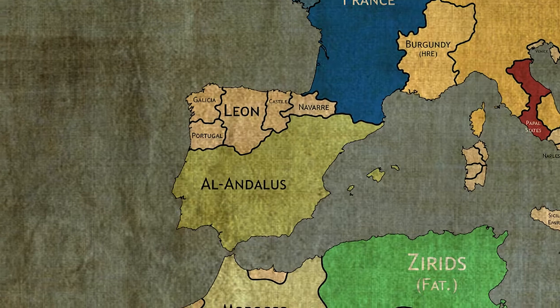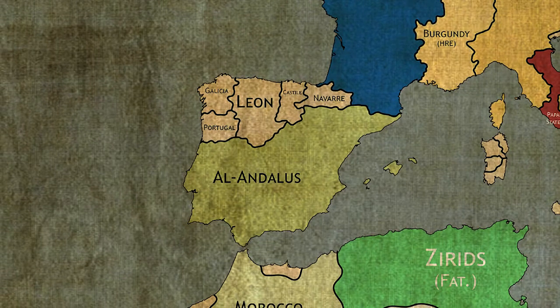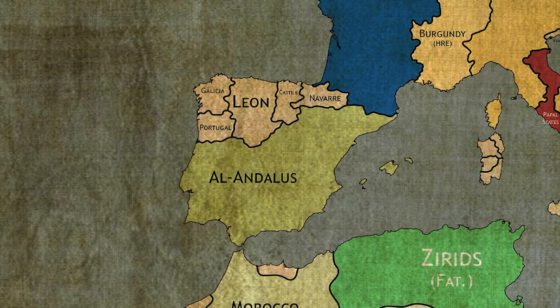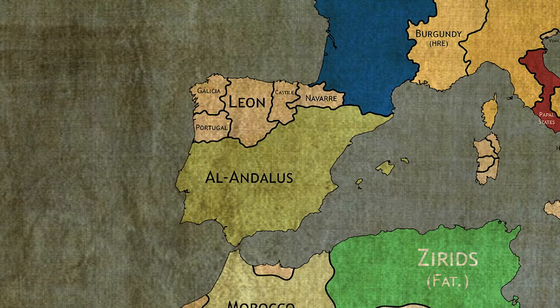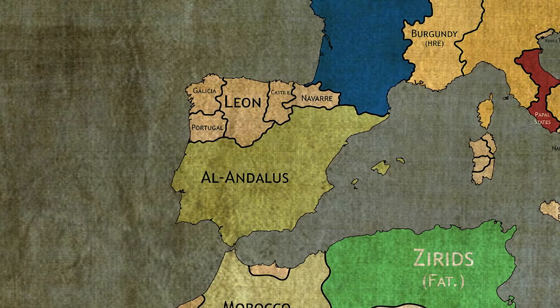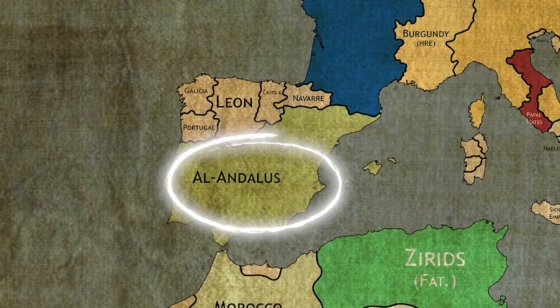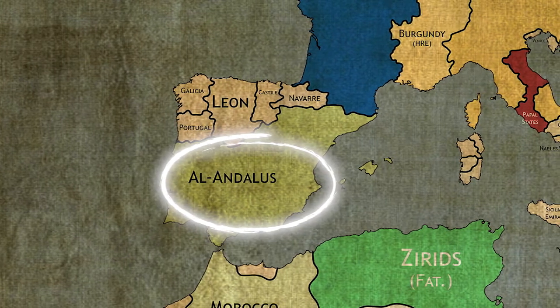Now this might surprise some people who are unaware of this part of history, but Spain, or most of it anyway, used to be under Islamic rule. That's a big part of the European continent that was under Muslim rule. That right there is the Caliphate of Cordoba, or Al-Andalus, the name of Muslim Spain.